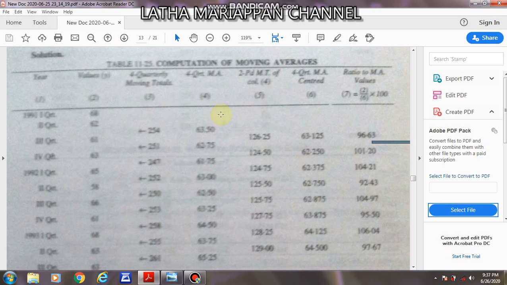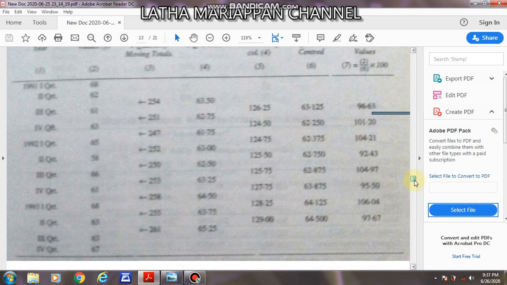This is the given data, and we are going to find the ratio to moving average. So take the third data divided by 63.125, you will get 96.63. And then the fourth data 63 divided by 62.250, you will get 101.20. Similarly, you have to find the other values. I hope you understand this problem.